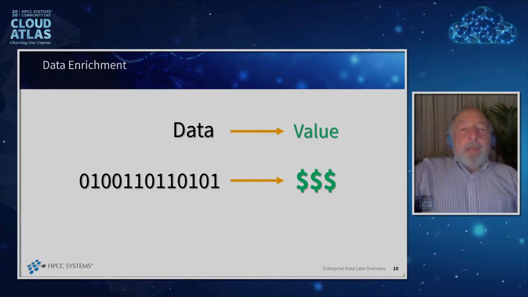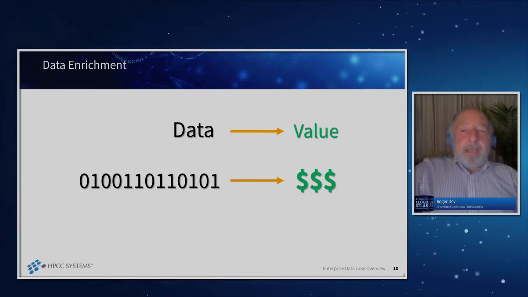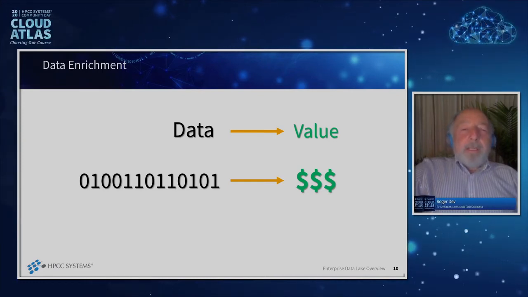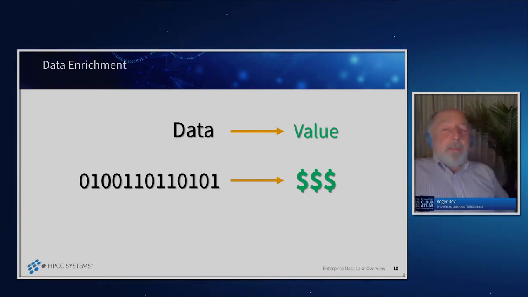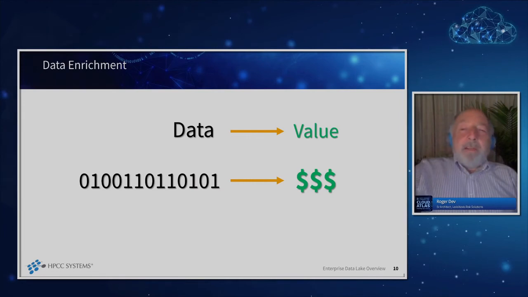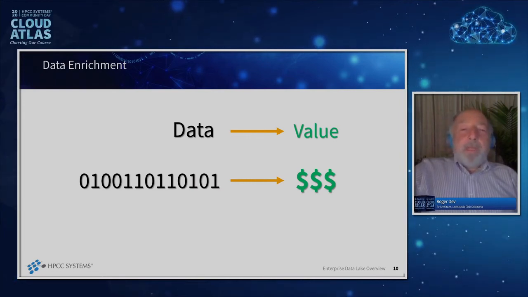So the primary purpose of a data lake is what we call data enrichment. It's simply the process of producing value from digital data. We've talked about data. Let's talk a little bit about value. We tend to think of data as a commodity that can be developed, monetized, and sold. I'll keep using the dollar sign as a convenient symbol for value, but there are many forms of value that can be derived from data that are beyond monetization.